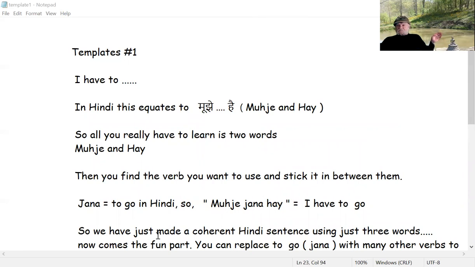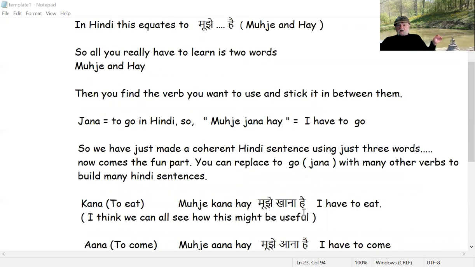So I use the word first, jana. Jana means to go in Hindi. So if you say mujhe jana hai, what you're saying is I have to go. And you can use that anywhere. I mean, something's going on, you have to leave, you look at everybody and you say, mujhe jana hai, I have to go. So you have just made a coherent Hindi sentence using just 3 words.